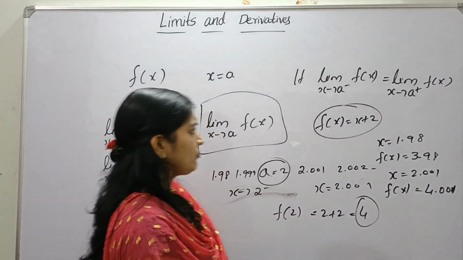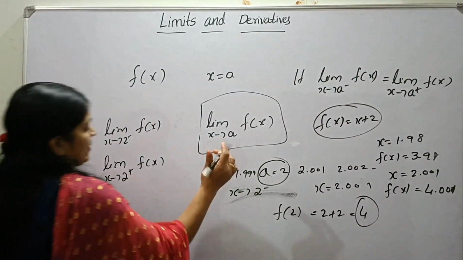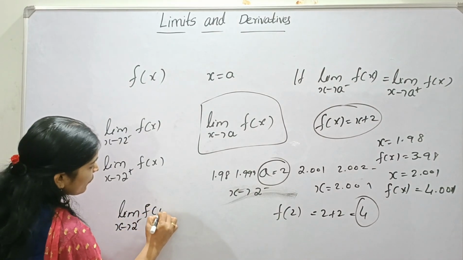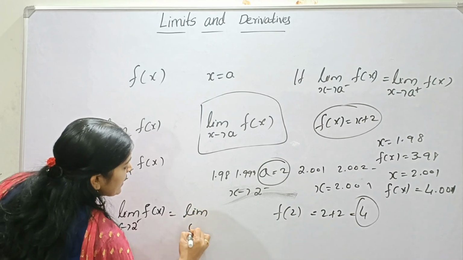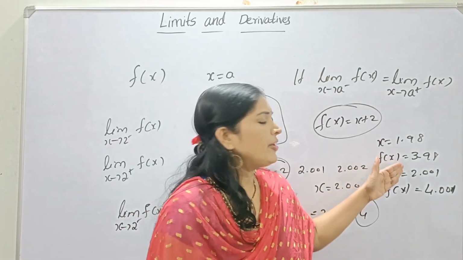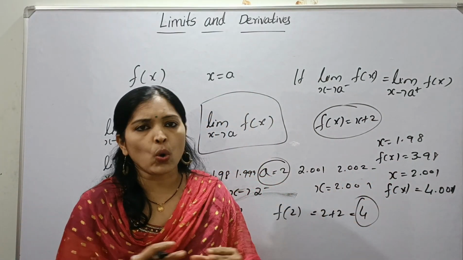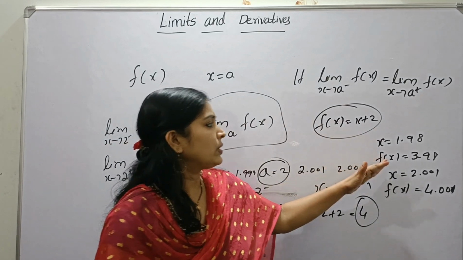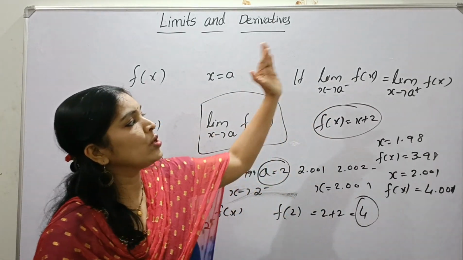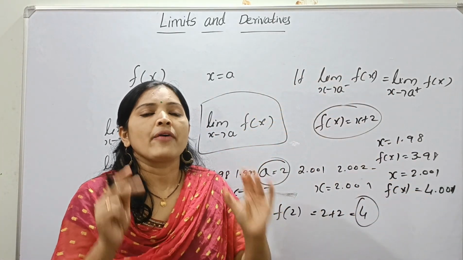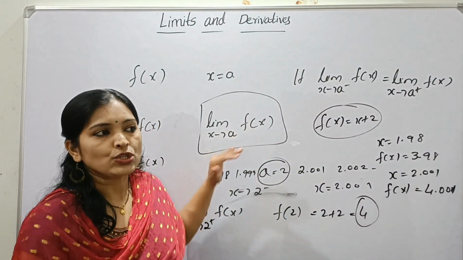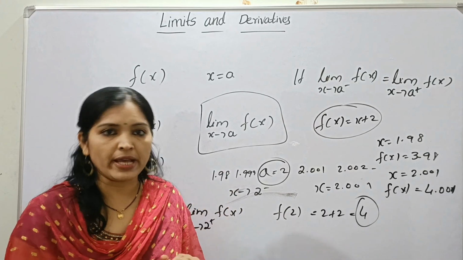So here we can say limit x tends to 2 minus f of x is equal to limit x tends to 2 plus f of x. That means our f of x values are very close to 4, right? That means we can say this function is equal to this one. Okay, that means left hand is equal to right hand. In that case, we can say the limit of the function exists. Okay, so first of all, we have to check whether it exists or not.